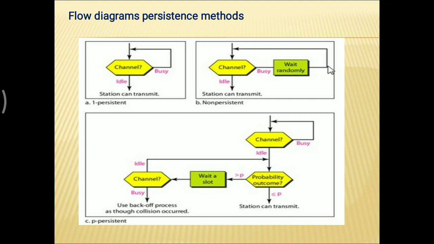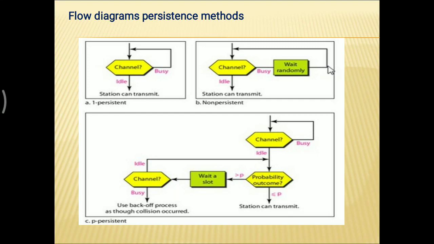As you are observing, before transmitting, the station waits for a random amount of time and then verifies the transmission medium, and if the channel is idle, it transmits the information. If it is busy, it waits for a random amount of time again. Continuously it will wait for random amounts of time. That is the non-persistent strategy.